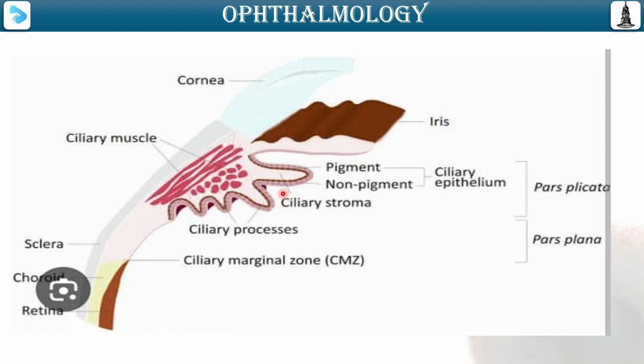This epithelium secretes the aqueous humor. The aqueous humor, as we said, is secreted from this part and will flow here and pass the pupil to the cornea. And as we said, it's responsible for the nutrition of the avascular structures.